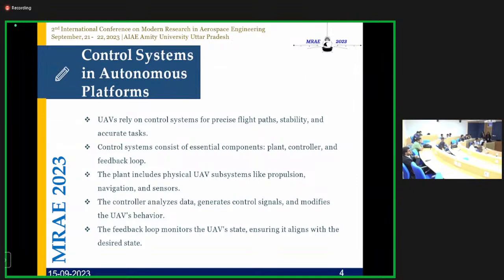Control systems are pivotal for autonomous platforms like UAV, ensuring they operate precisely. The controller analyzes and generates control signals that modify the behavior of the UAV. The feedback loop monitors the UAV state and ensures it aligns with the desired state.